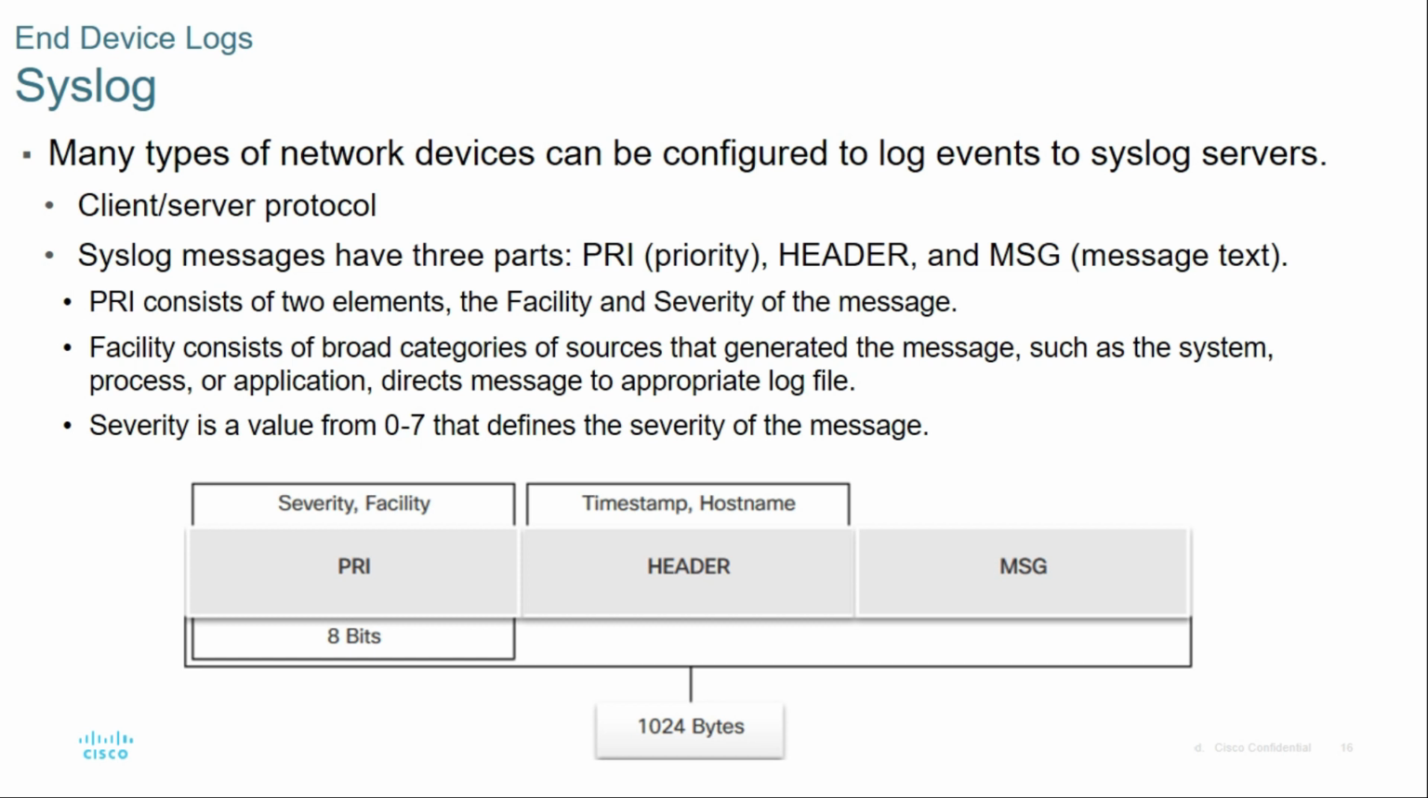Facility consists of a broad category of the source that generates the message, such as system, process, or application, and directs the message to the appropriate log files. Severity is a value from 0 up to 7 that defines the severity of the message. So the PRI is 8 bits, followed by the header and message.